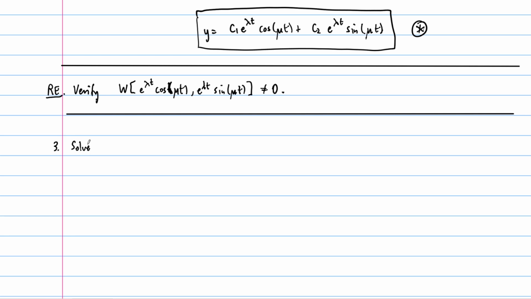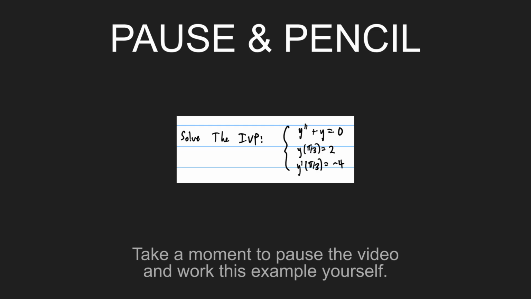So for this one, this is item 3 of the lecture, solve the initial value problem, the IVP, with the following data. So let's just do a pretty straightforward one. y double prime plus y equals 0 with the initial conditions that y of pi over 3 is equal to 2, and then y prime at pi over 3 is equal to negative 4. So again, why don't you take a few minutes, work on this one yourself, and then come back and we can check your answer.